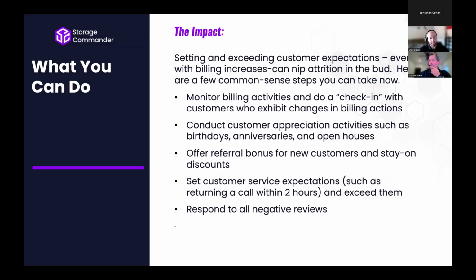If you are collecting these sort of things during the rental process, use the benefits of SC Navigator to help automatically send those communications out so that you can stay involved in what's going on with your tenants.